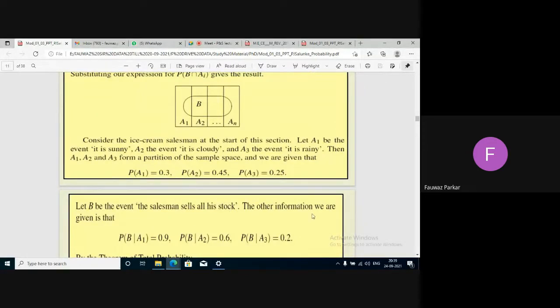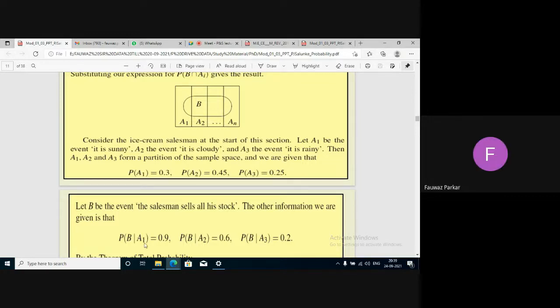So what other information do we have? What does this mean? Can anybody tell me? What is this? A1 is in the denominator. This is about selling all his stock. A1 is the denominator, that A1 is the condition. So what is the condition? Yes, anyone can try. He will sell all his stock.